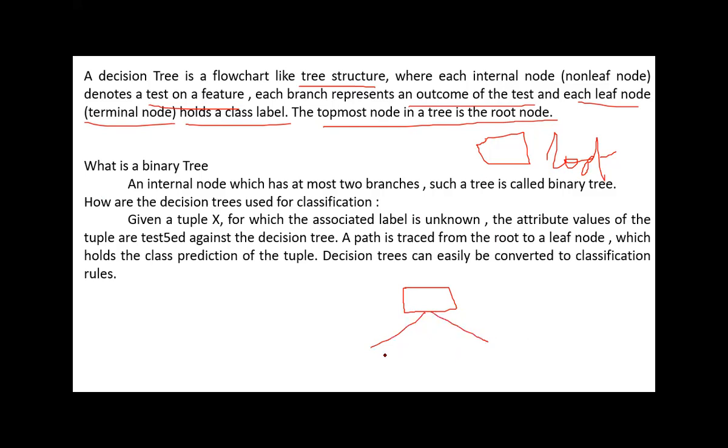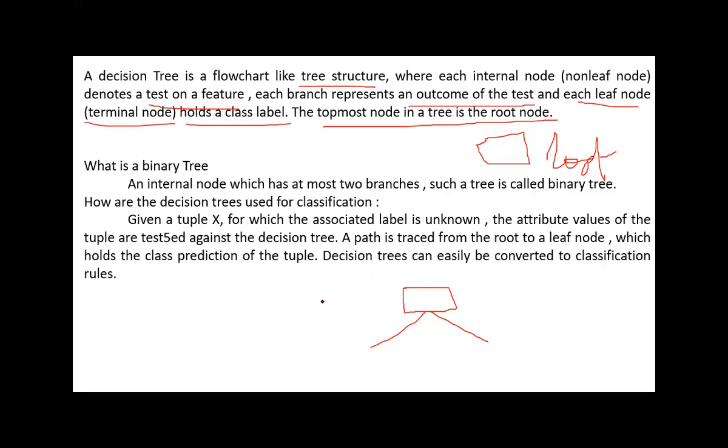A tree with no multiple branches is called a binary tree. Some machine learning techniques will result in a binary tree. A path is traced from the root to a leaf node.